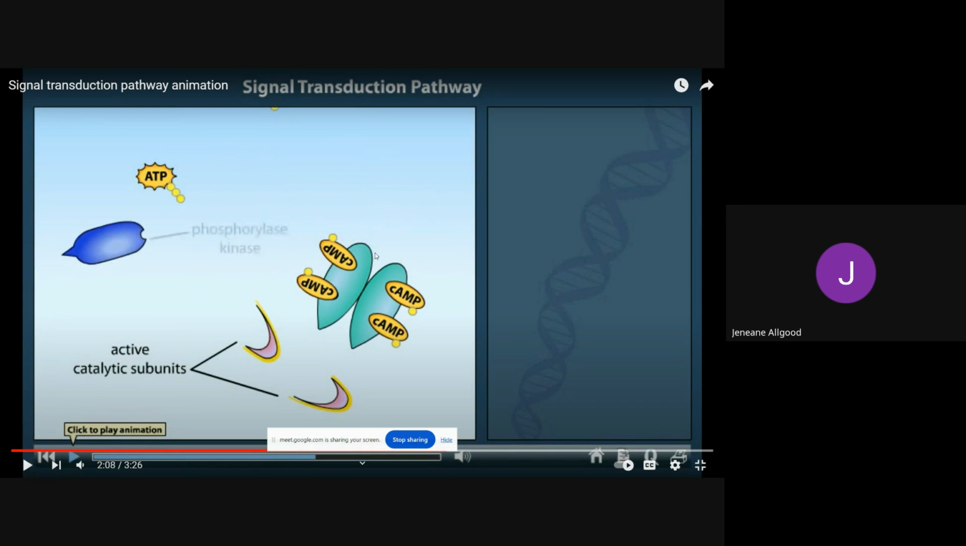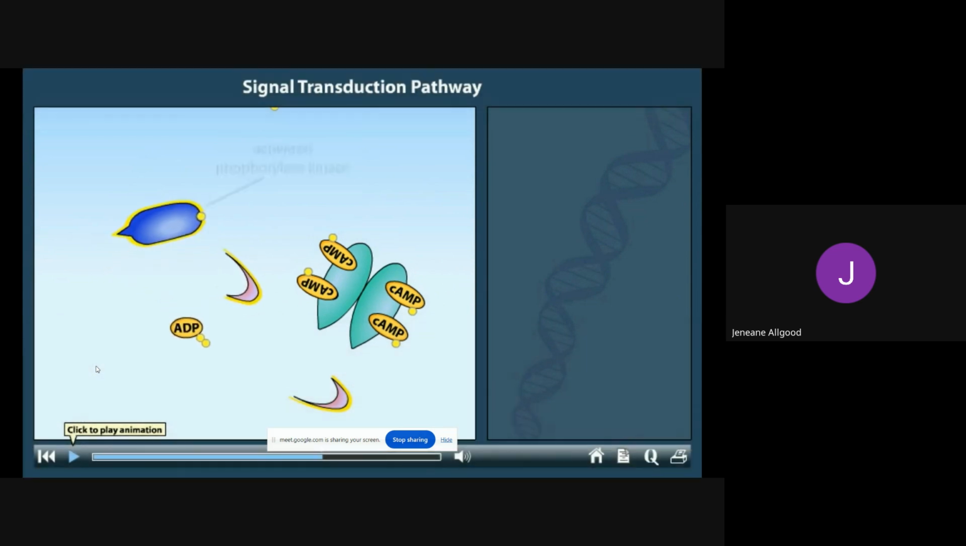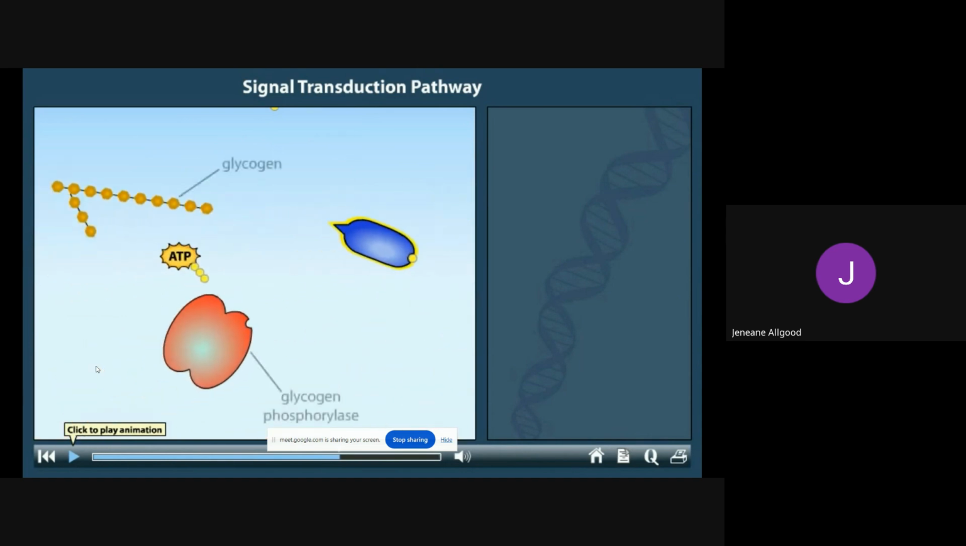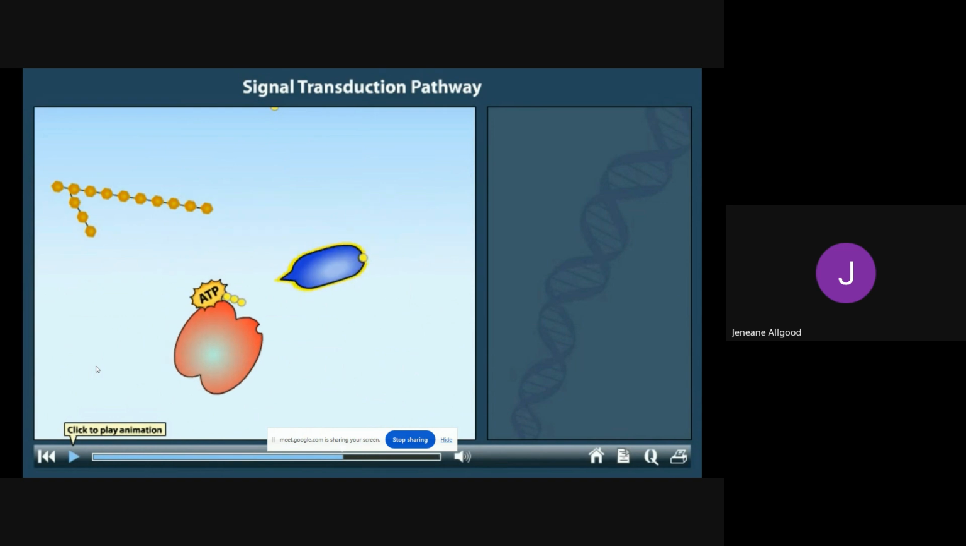So basically what you're seeing is the cyclic AMP that was made from ATP activates protein kinase A. And then when cyclic AMP binds to protein kinase A, you're going to make that next enzyme in the pathway. Well, you're going to make this, which is going to interact with the next enzyme in the pathway, which is phosphorylase kinase. That's the last enzyme in the pathway.